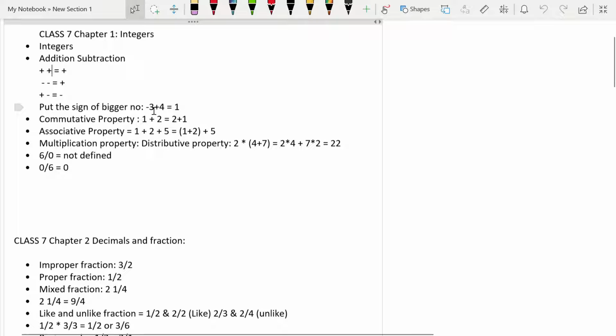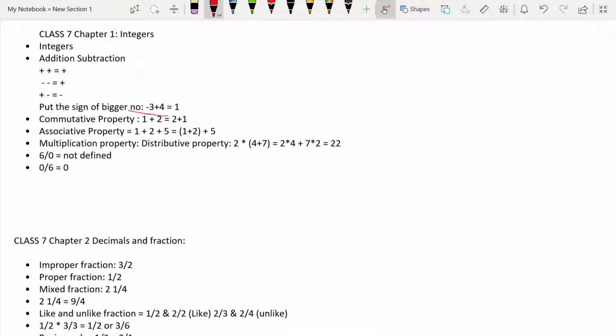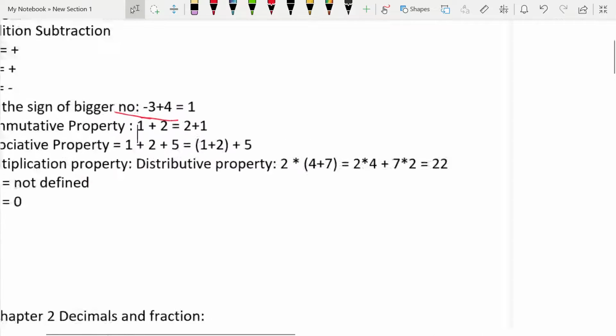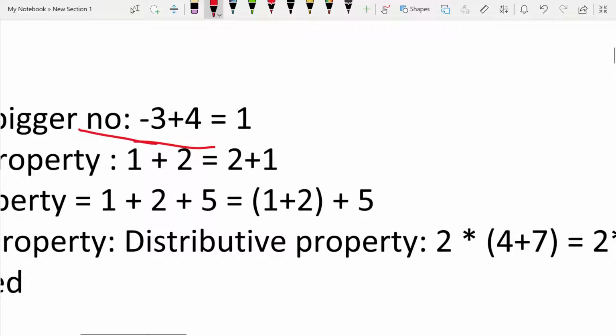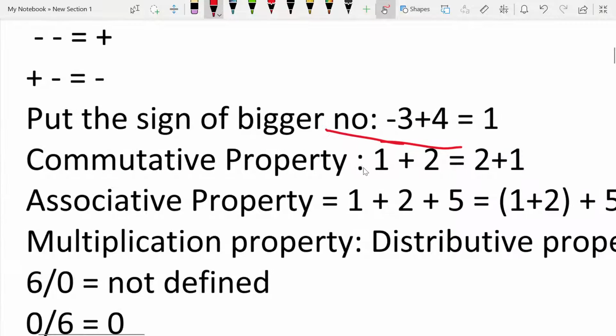So in this example, minus plus, wait, let me just grab this one. Minus plus is equal to minus. So minus 3 plus 4 is 1, and then add the sign of the bigger number, which is obviously 1. Let me just zoom in a little bit and then show you guys. It is equal to 1.